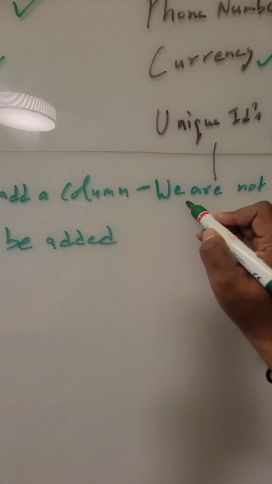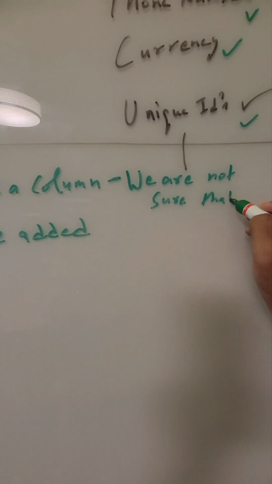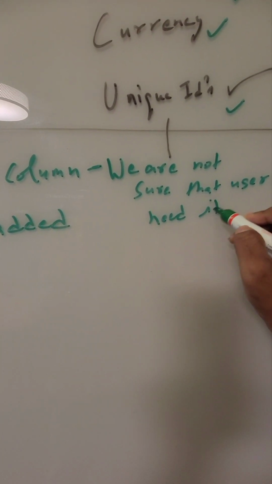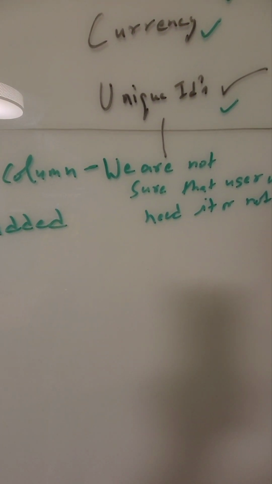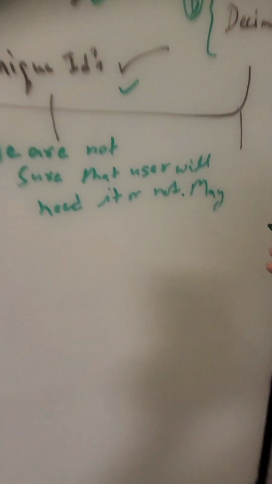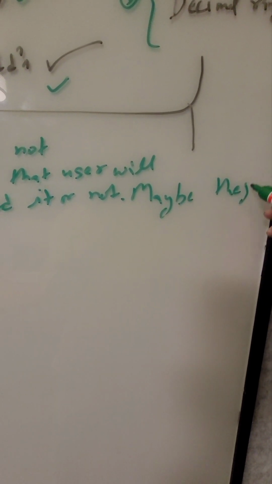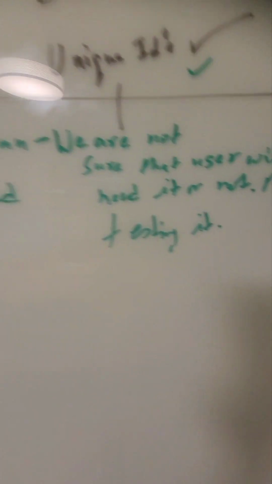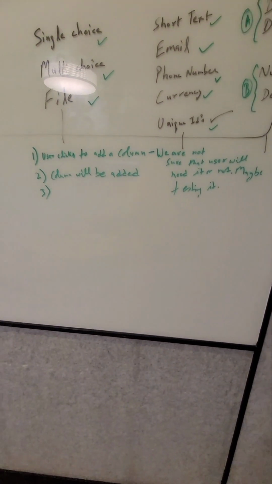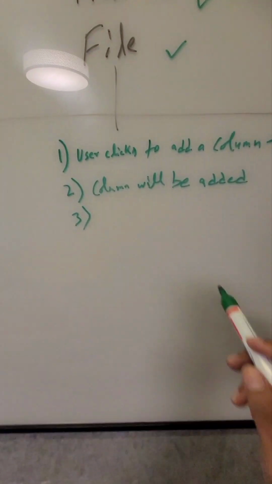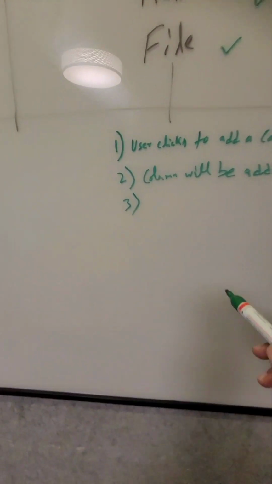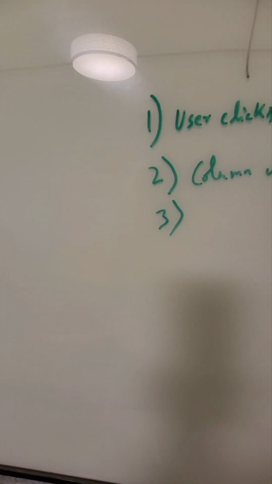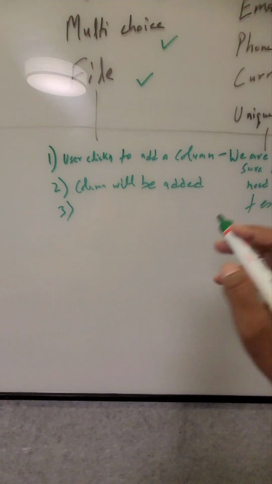not sure that the user will need it or not. Probably maybe they are testing it, right? So we are not sure if the user wants to add that column or not, right? But to safeguard our database, let's suppose the user clicks here at the very first option, the user clicks to add a column, right?